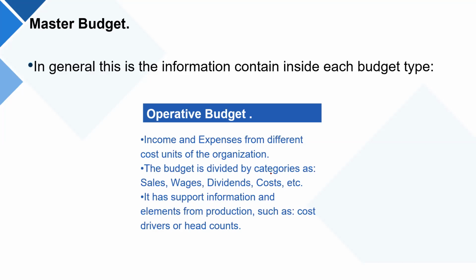So again, a question for the people that did the homework. Reading the case and working on the homework, did you find support information of the examples I just gave you for the operating budget? Yes, we had unit cost and wages per unit. Exactly. Labor cost per unit.